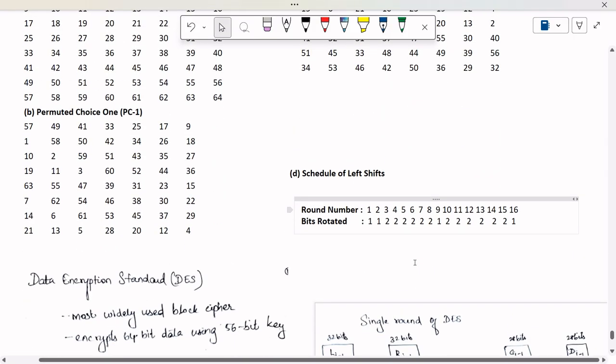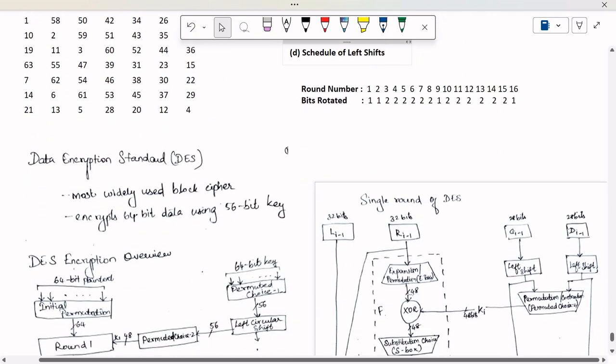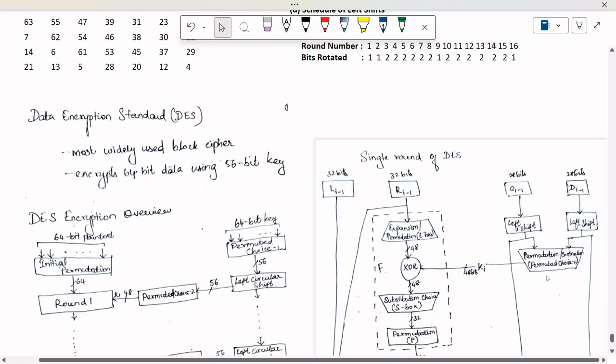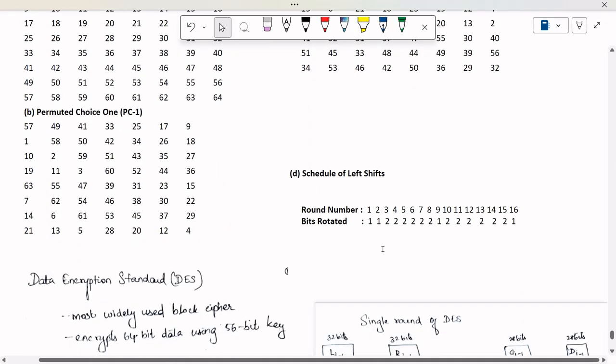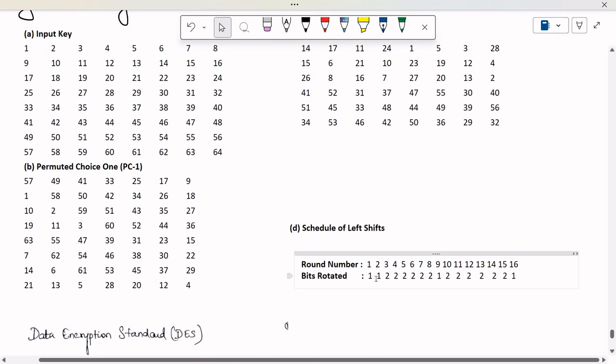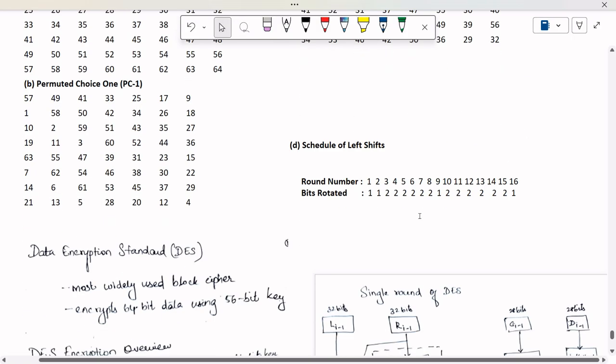So here, once the shifting operation is done, then it comes across a permuted choice 2. So this is the permuted choice. Again, this 56 bits. So the output of this left circular shift is going to be 56 bits. Now again, this 56 bits is going to be reduced to 48 bits. So this is how the reduction takes place here, right? So that's it with the key scheduling mechanism.